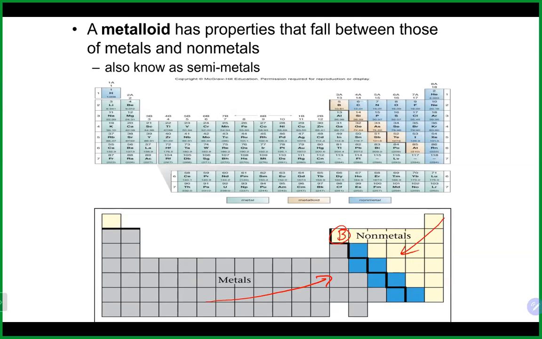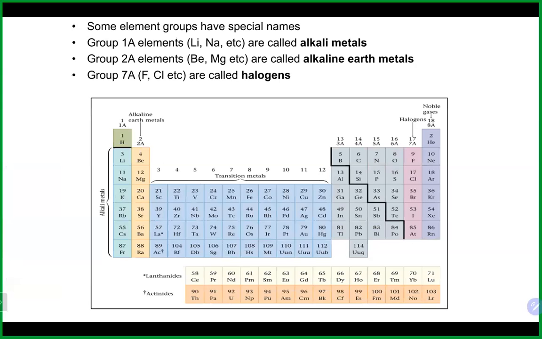What semi-metals or metalloids have are characteristics that are very similar to metals, and the same element will have some characteristics that are very similar to nonmetals, which is why they're semiconductors. They have the ability to have properties that fall to the right and left of them, which is why they're placed there. The same element will have some properties of metals and some of nonmetals.